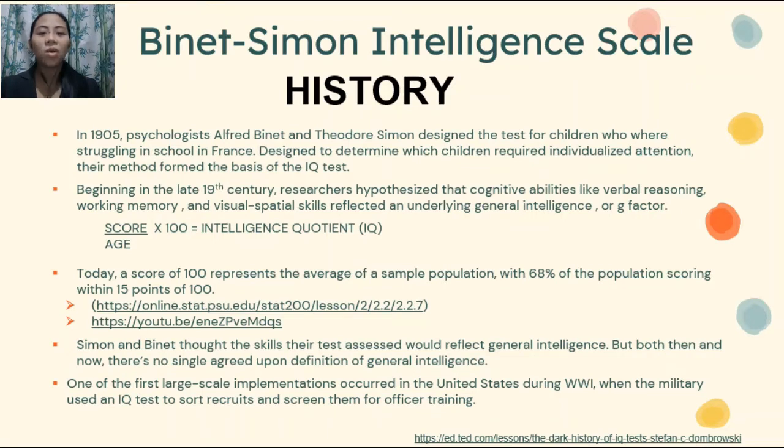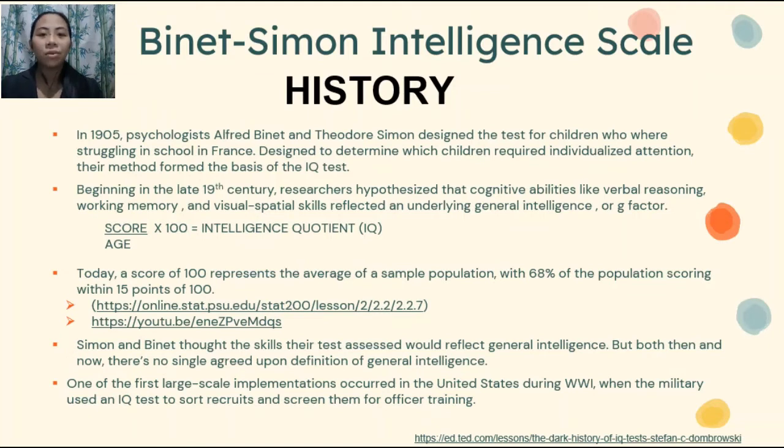Today, a score of 100 represents the average of a sample population, with 68% of the population scoring within 15 points of 100. To know more about this, you can visit this link for a deeper understanding of the empirical rule and normal distribution.